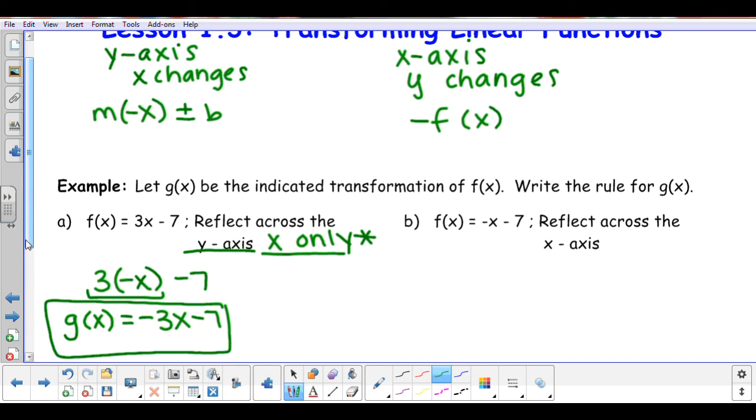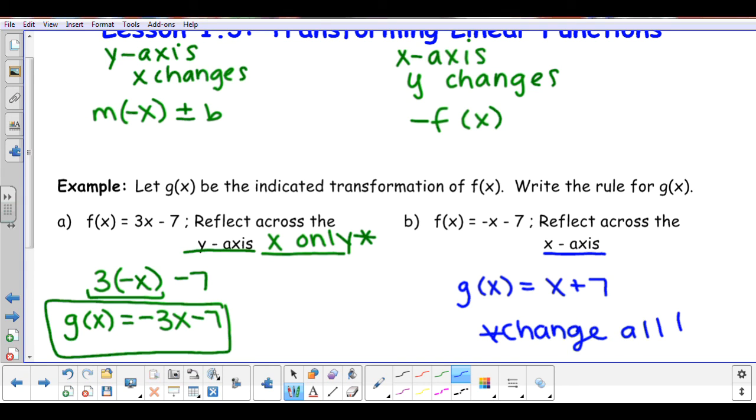So here in letter B, I reflect across the x-axis. So that's changing your y-coordinate, which is everything. So I'm just going to make both of those negative signs positive. So my new function will be a positive x plus 7. Okay, here we changed everything.